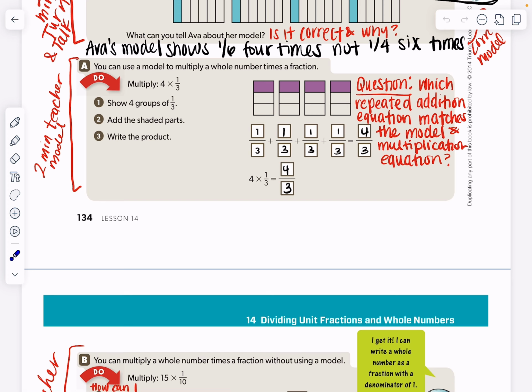Keeping our denominators the same and only adding our numerators, we have 4 ones. So we have a numerator of 4. Then if we want to simplify further, we know that 4/3 is a fraction that is larger than 1. So we can go ahead and write it as a mixed fraction. It's 1 and 1/3.